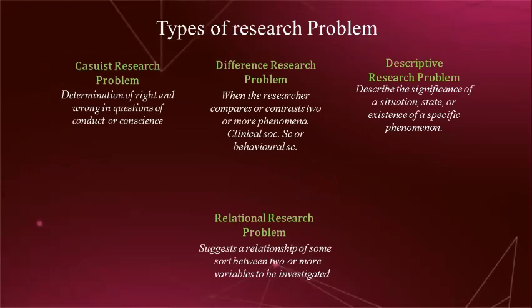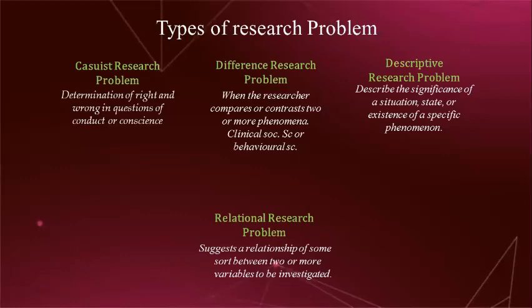Now, there are various types of research problem. Basically, we have these four types. What are the types? That is casuist, difference, descriptive, and relational research problem. Now, let me explain what these are. So, it is clear what a research problem is. It is some difficulty which the researcher aims to solve by finding a solution, the best solution. That is the research problem.